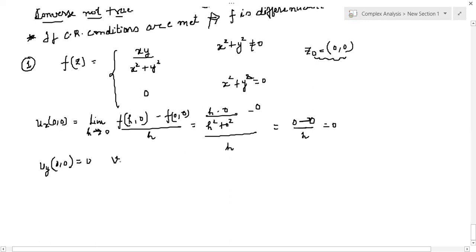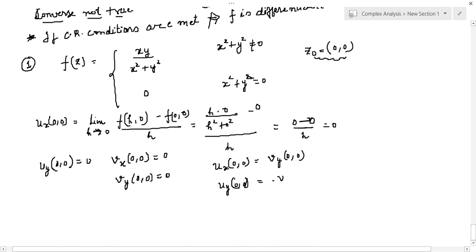Similarly, one can find that uy at 0 comma 0 would be 0. Similarly, vx at 0 comma 0 would be 0, and similarly vy at 0 comma 0 would be equal to 0. All these things I'm leaving up to you to calculate. Definitions you know from your multivariate calculus course. So ux at 0 comma 0 is clearly equal to vy at 0 comma 0, and uy at 0 comma 0 is clearly the negative of vx at 0 comma 0. So both Cauchy Riemann conditions are met.